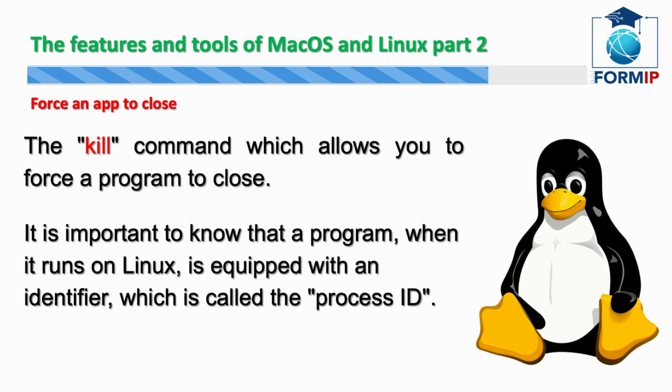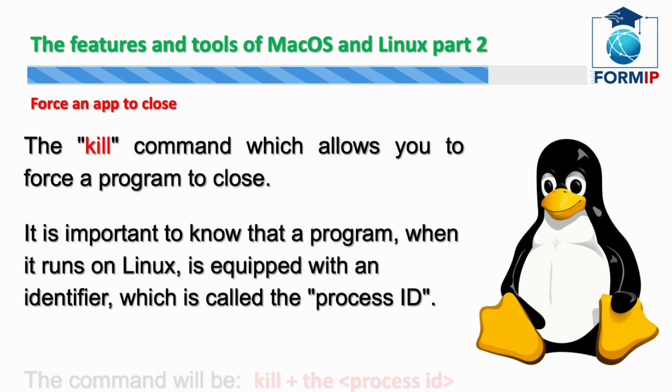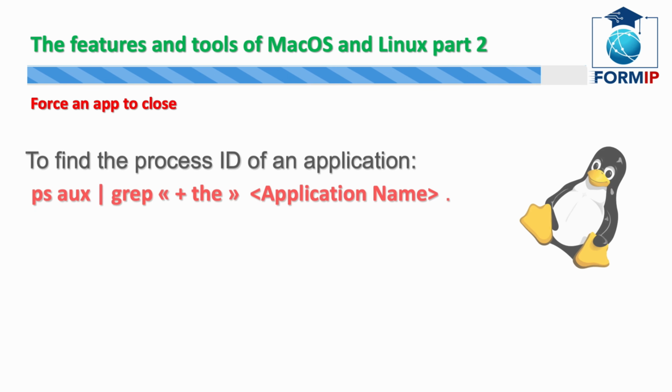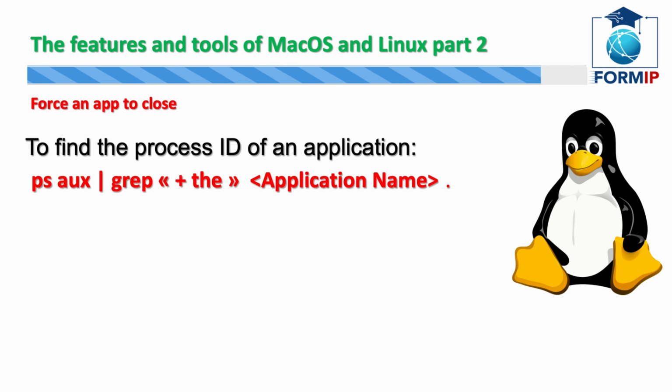It's a bit like the license plate of the application. To close a particular program, you need to know its process ID. The command will then be kill plus its process ID. To find the process ID of an application, you must use the command ps | grep application name.